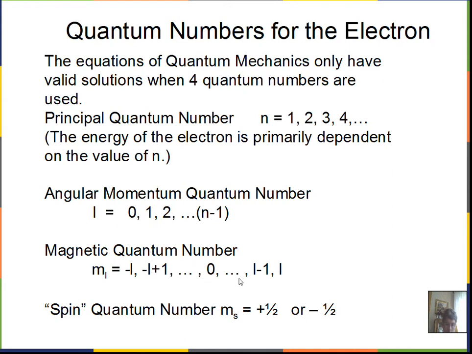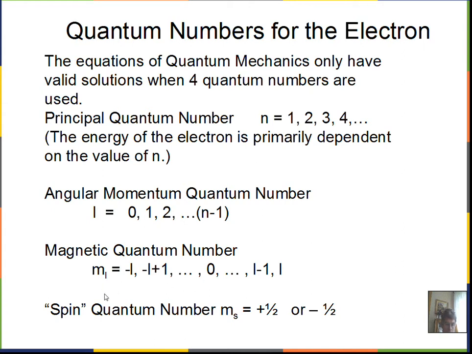And then going positive, 1, 2, L minus 1, and finally L. So if L happened to be 2, the m sub L values could be minus 2, minus 1, 0, plus 1, plus 2. That's if L is 2. If L is 3, minus 3, minus 2, minus 1, 0, plus 1, plus 2, plus 3.